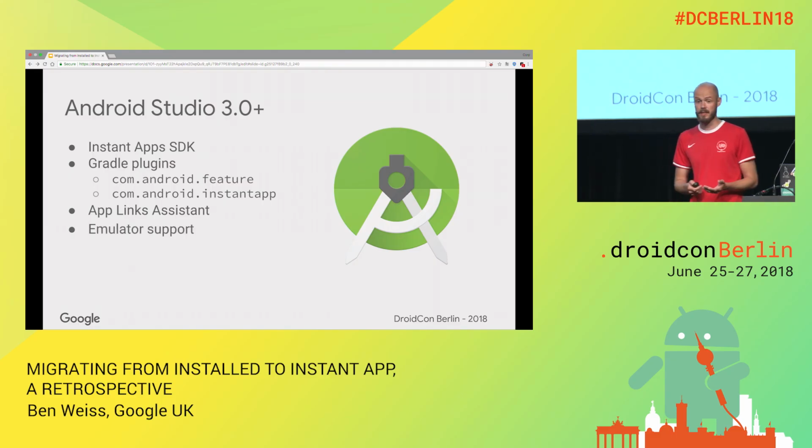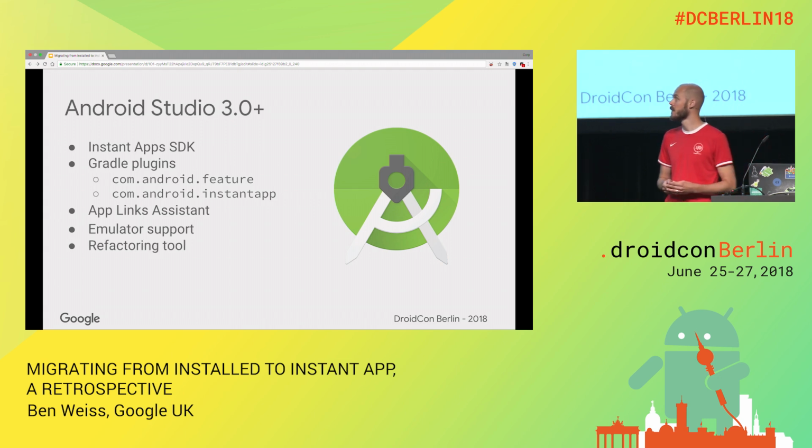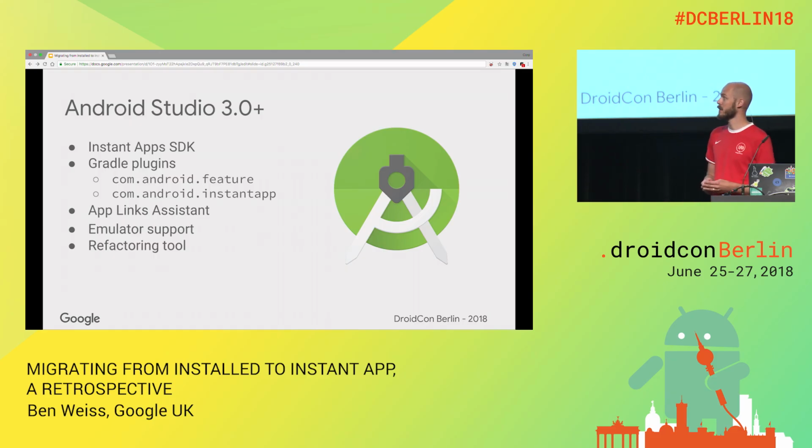Also, the emulator supports it, so all emulators with Google Play services support Android Instant Apps as well. And there's a refactoring tool, which we're still heavily developing, and for Kotlin we're working on that, and that's why I'm not going into too much depth on the refactoring tool. But I will go through the manual processes and the thought processes that you have to go through, and what usually should go in which place.